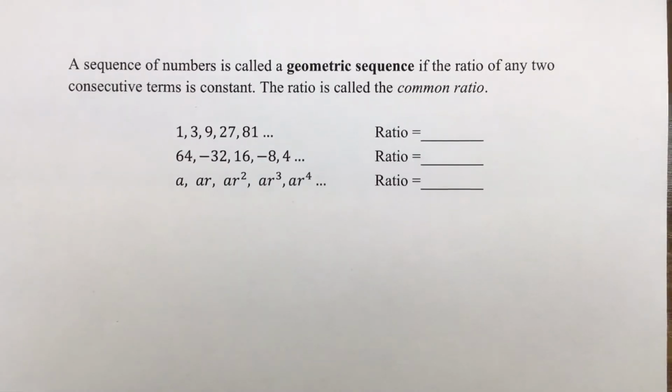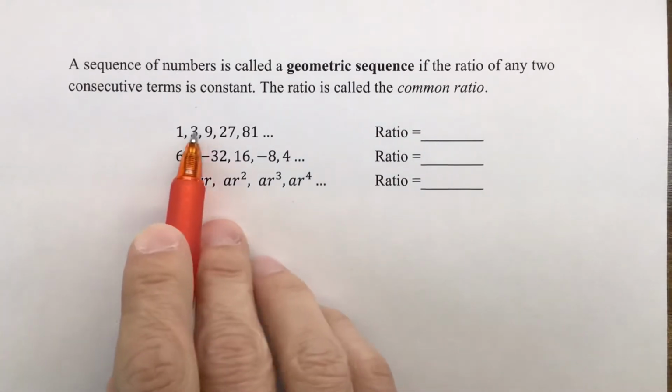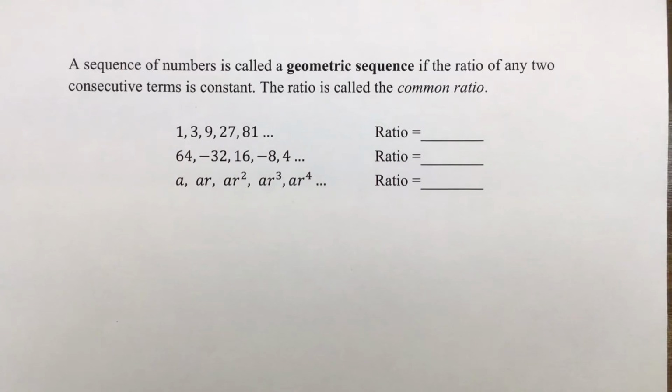A sequence is going to be a geometric sequence if the ratio of any two consecutive terms is constant. By ratio, we should be thinking fraction, which makes us think about division. If we were to take two consecutive terms and divide them, and we get a constant value as you go across the sequence, that would tell us that we have a geometric sequence. The ratio will be the value that we think of as multiplying one term by to get to the next.